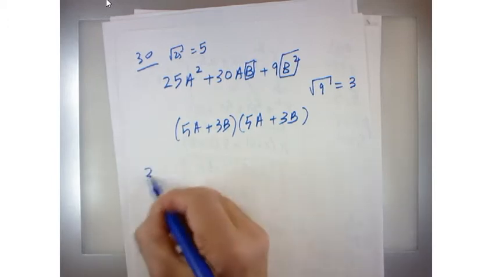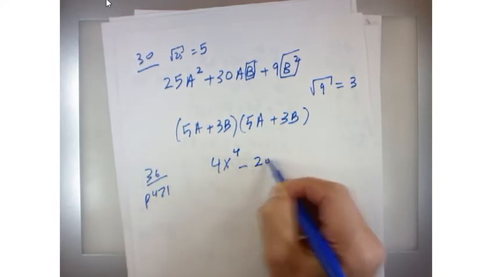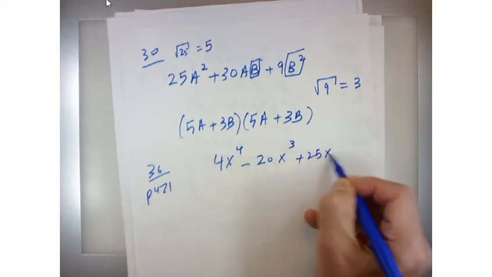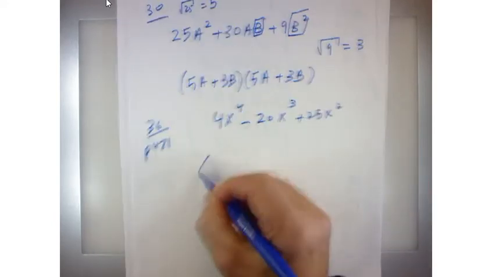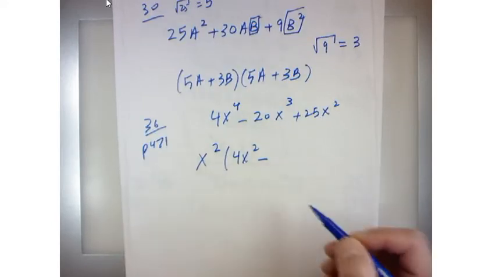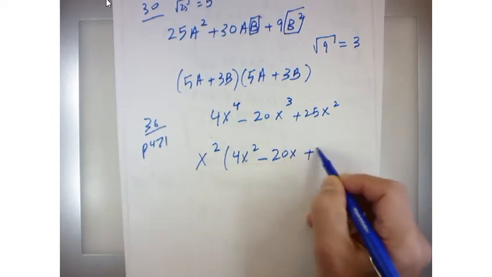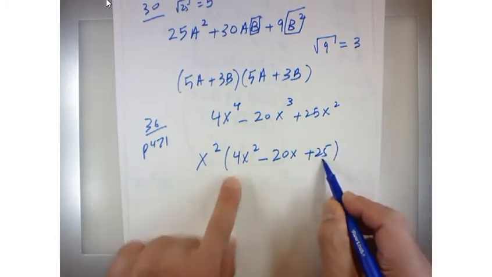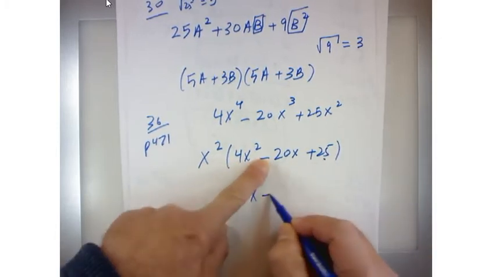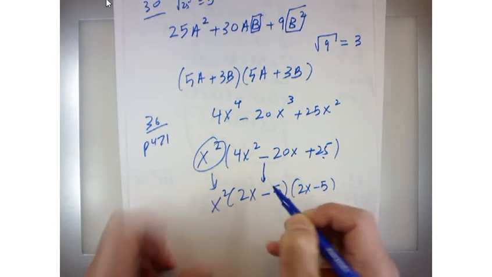If you look at 36 from page 471, 4x to the 4 minus 20x cubed plus 25x squared. This one has a greatest common factor first, x squared. So we take that out, we get 4x squared minus 20x plus 25. Again, square root of 25 is 5, and that's 2 and 2, so 2x, and it's a minus 5, and it's a minus 5. And it's minus because of this, okay? So that finishes the first part of 6.4.